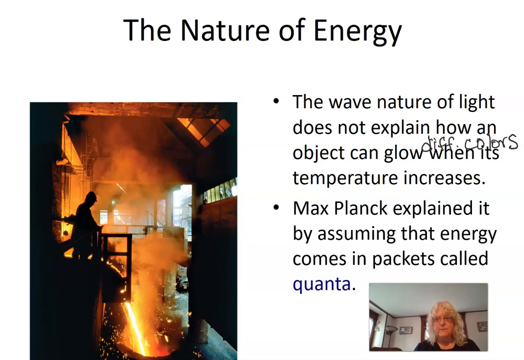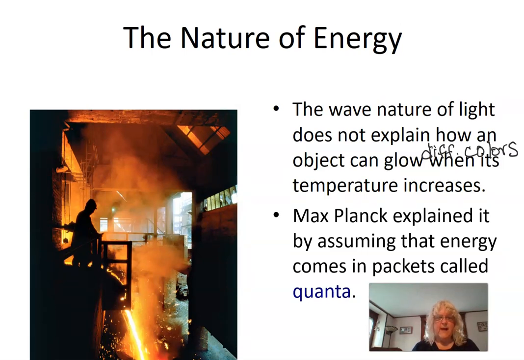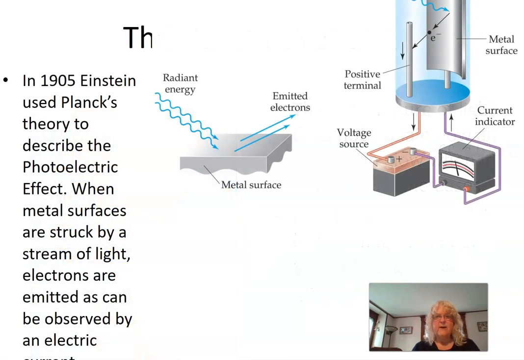Max Planck, who is one of the first scientists who studied this, explained this by assuming that energy comes in discrete packets that he referred to as quanta. So Max Planck worked with a man that you've probably heard of before, whose name is Albert Einstein. And they carried out some experiments to try and understand what was going on with light and the frequency of light. So in 1905, essentially, Einstein used Planck's theory to describe what's referred to as the photoelectric effect.